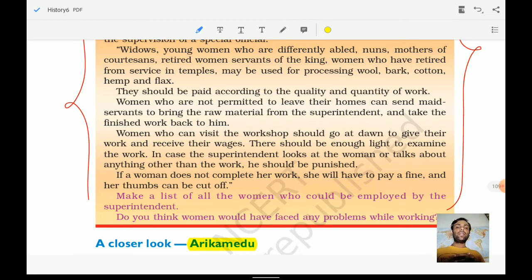If a woman does not complete her work, she will have to pay a fine and her thumbs can be cut off. So these rules were sometimes very harsh. If the woman has not completed the work, then her thumbs can be chopped off.